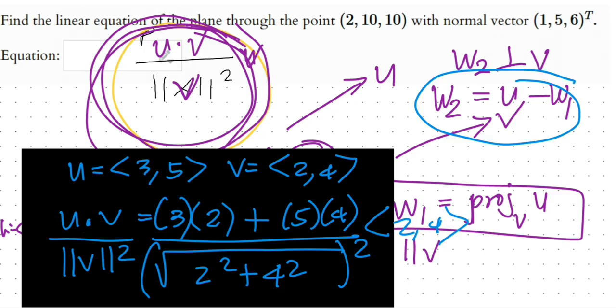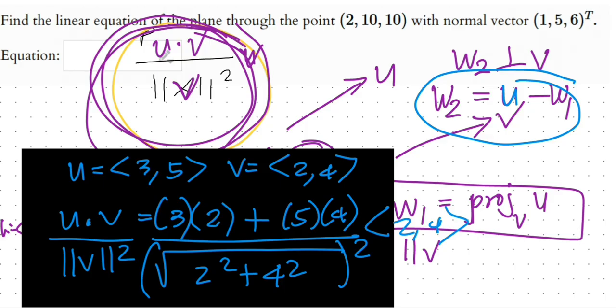You already have the w sub 1, then you subtract it from u. You already have u. U is 3, 5. Orthogonal.